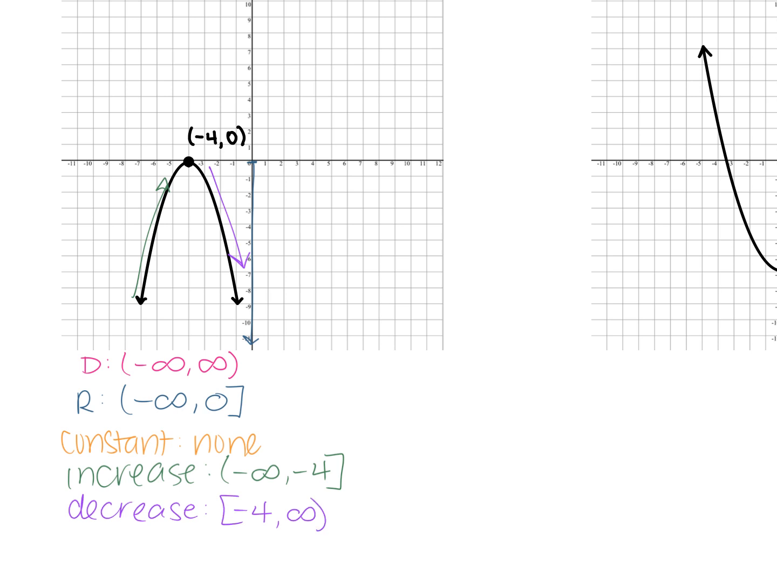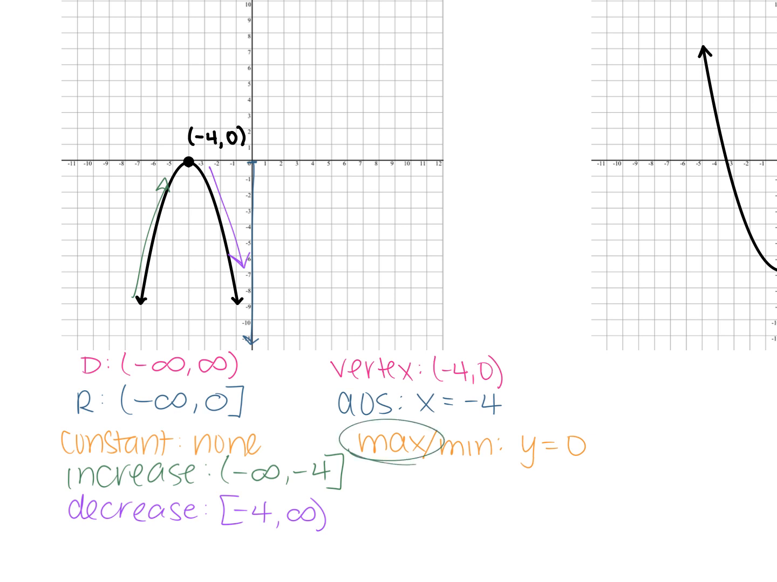Then we have to also find the vertex, which is the ordered pair that I give you, so that's negative 4, 0. Your axis of symmetry, I'm going to put this as AOS, is x is equal to negative 4, because it's the x value from your vertex. Your maximum or your minimum comes from your y value of your vertex, so that y is equal to 0. We also do have a maximum value since your parabola opens down, so I'm going to circle that maximum.